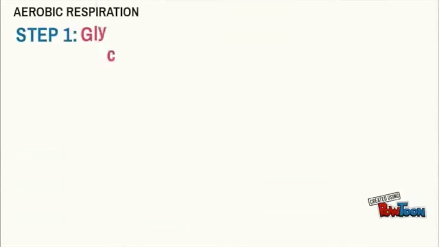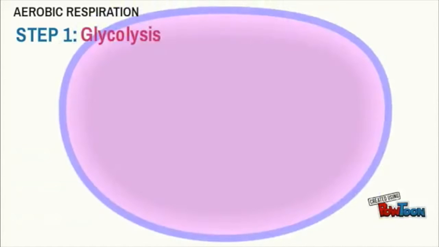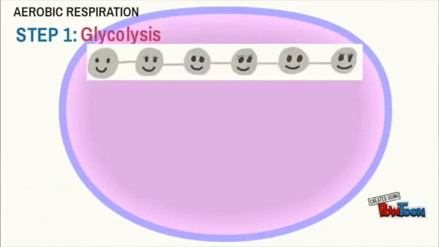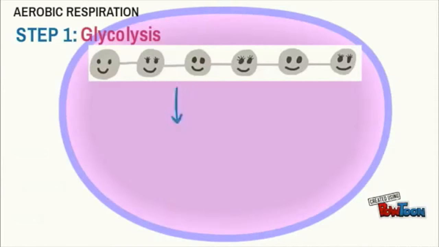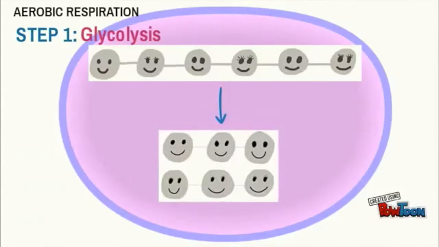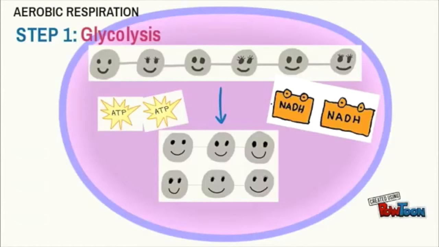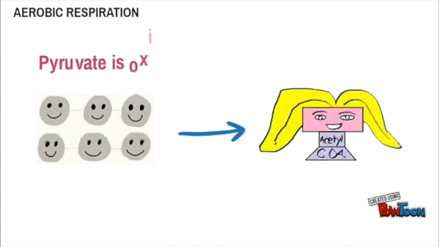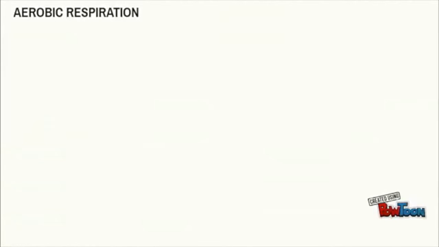The first step is glycolysis, which takes place in the cytoplasm and commonly begins with the simple sugar glucose. In the process, the single molecule of glucose is broken down into two molecules of pyruvic acid. Two molecules of ATP and two molecules of NADH are also produced. But before the second step begins, pyruvate is converted to acetyl-CoA.